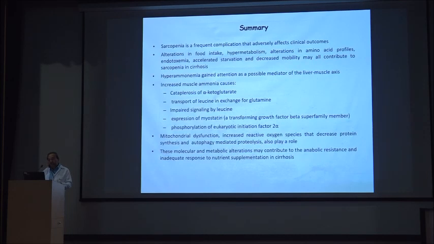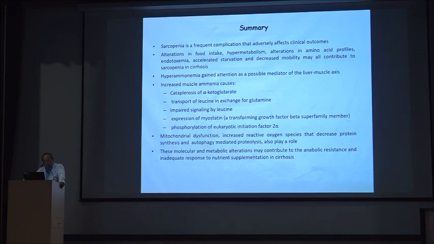So in summary, we can say that sarcopenia is a frequent complication that adversely affects clinical outcome. Alteration in food intake, hypermetabolism, alteration in amino acid profile, endotoxemia, accelerated starvation, and decreased motility may all contribute to sarcopenia in cirrhosis. Hyperammonemia has gained attention as a possible mediator of the liver-muscle axis.